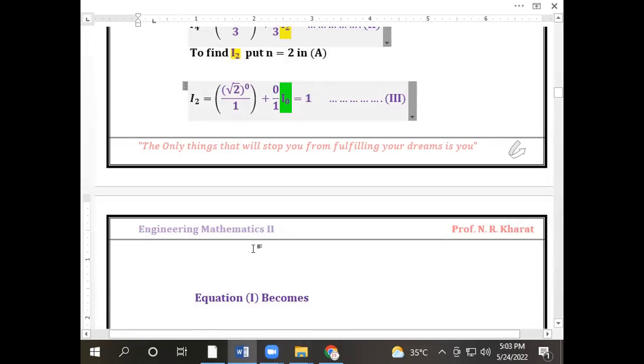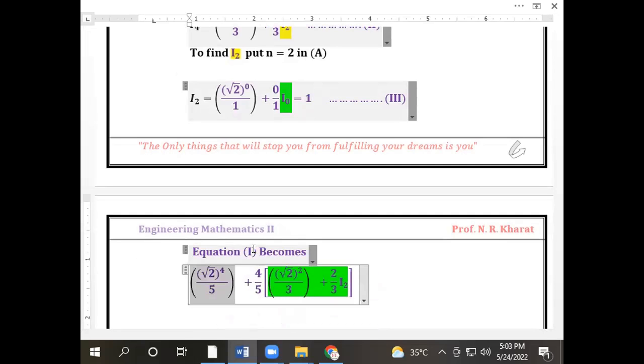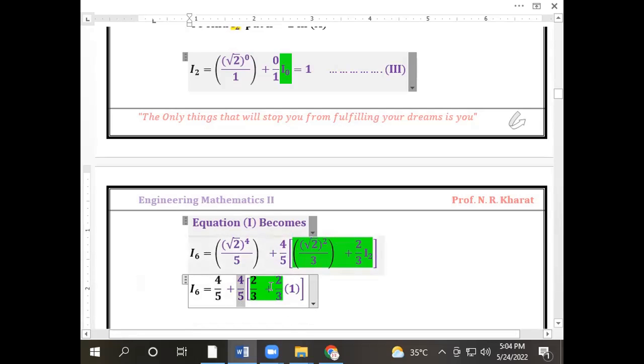See here, this is the I6. This is the value of your I4, highlighted in a green color. But in I4, the value for I2 is unknown. So we have to replace the value for I2 in this. The value for I2 is equal to 1. Root 2 raised to 4 is 4, 5 remains as it is. Again 4 upon 5 remains as it is. Root 2 squared is 2 divided by 3. It becomes 2 upon 3 into I2. The value for I2 is equal to 1.